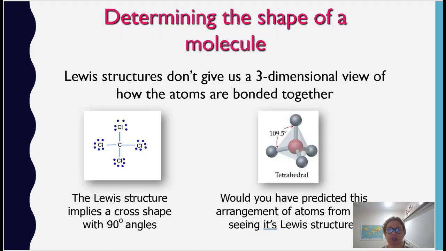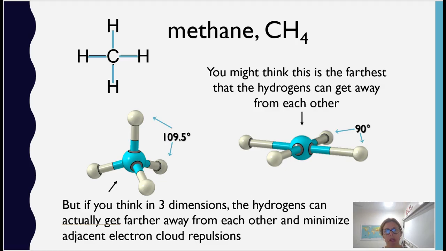So how do we determine the shape of this molecule? Lewis structures just give us a 2D view. As you can see in our picture here, it's 2D and gives us no idea about the 3D shape at all. With the Lewis structure here, we look and say, okay, they're all 90 degrees, but in actual fact, it has a very different shape.